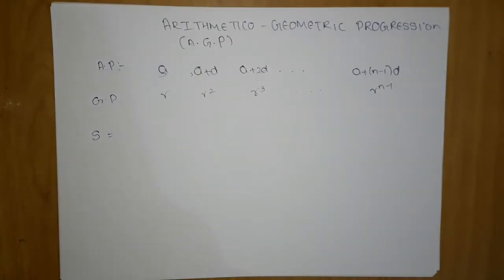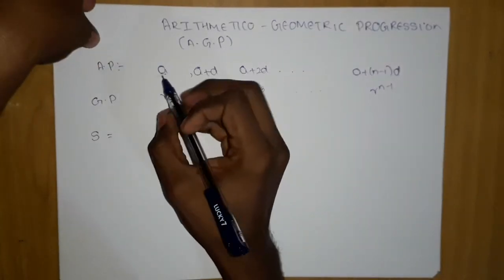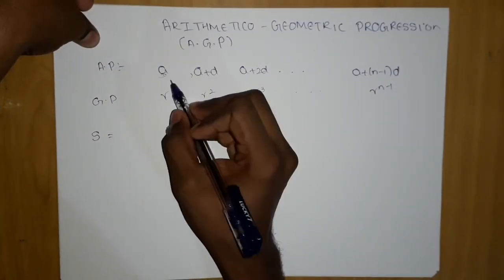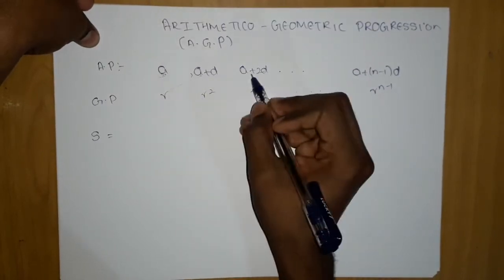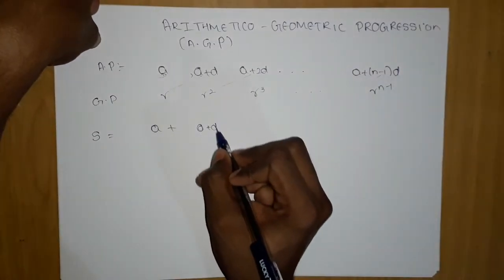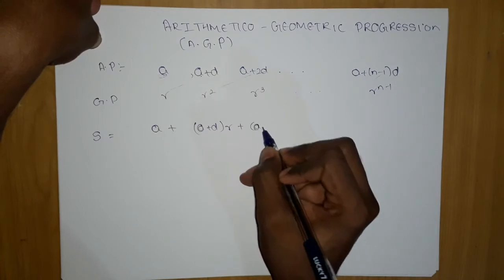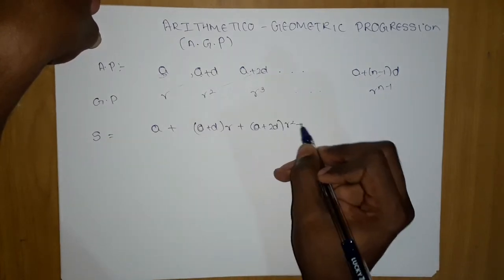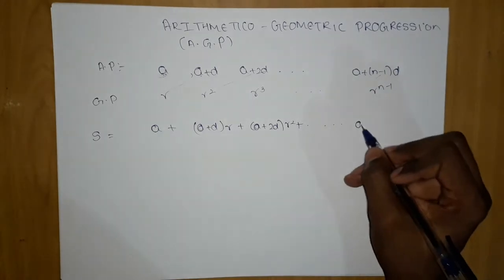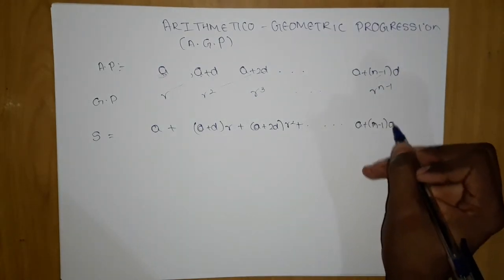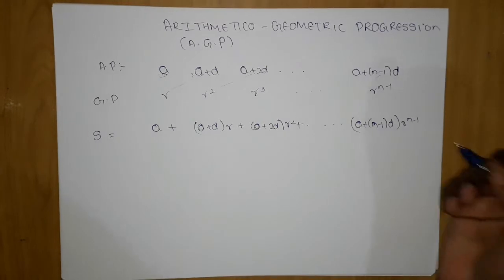We are going to continue. Just leave this A term and multiply the rest of the terms: leave this term, multiply this term with this, with this and so on. Then you will get S. What are you getting? A plus D into R, A plus 2D into R square and so on. What do you get in the end? A plus n minus 1 into D into R power n minus 1.